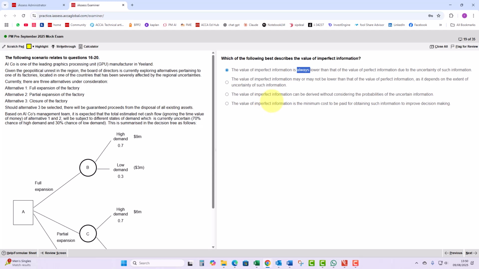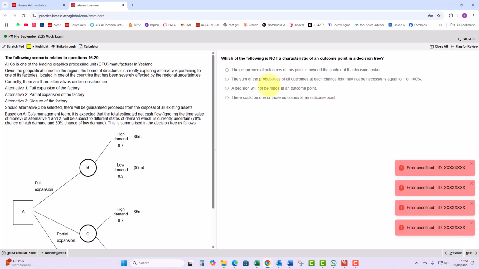The value of imperfect information can be derived without considering the probabilities of the uncertain information. No, it's all based on probabilities. That's how we can calculate the value of perfect and imperfect information. The value of imperfect information is the minimum cost to be paid for obtaining such information. No, it's the maximum cost. So that's an outlier.